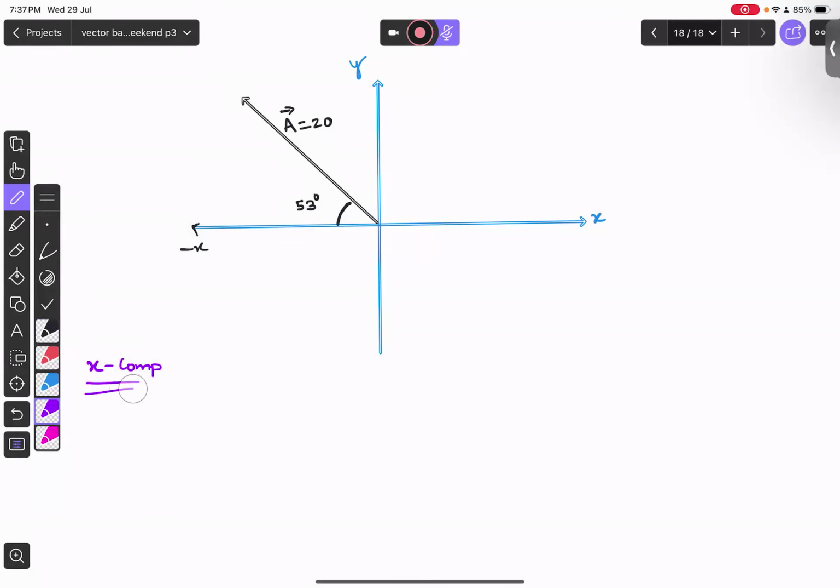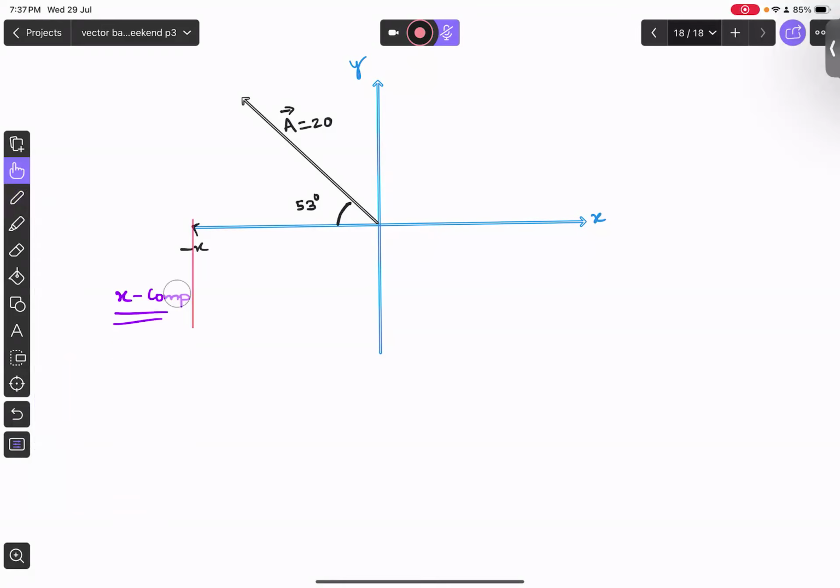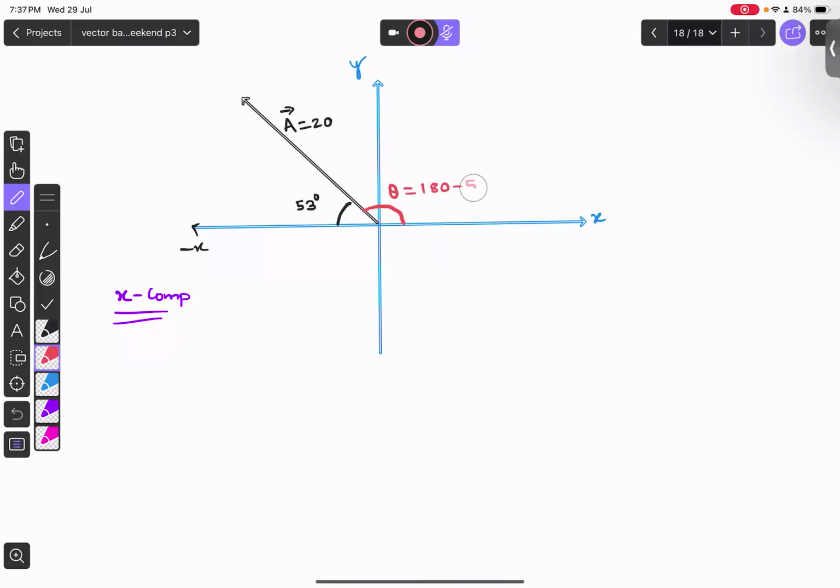So what to do? You can still use the same result. But be careful, we are supposed to find the component along x. So for that purpose, I will need the angle made by the vector with the x direction, and that angle is 180 minus 53. So we must be using this angle.